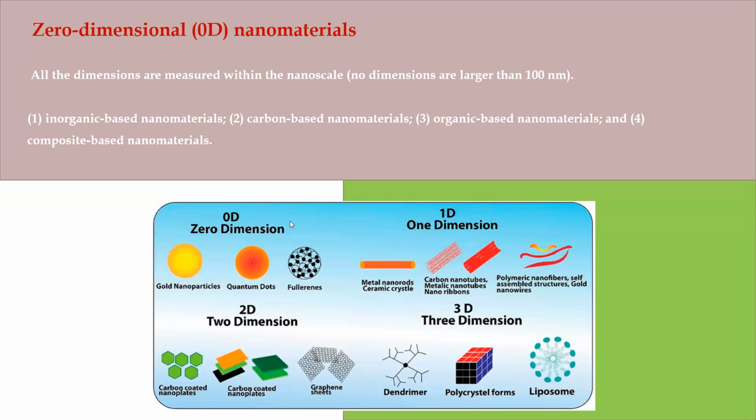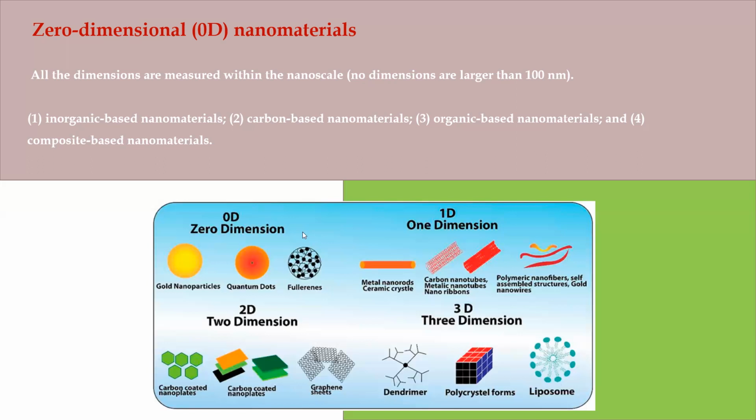And in the case of a zero-dimensional nanomaterial, we can consider quantum dots, or in the case of graphene, fullerene, or consider the gold nanoparticle. All dimensions are in nanoscale. No dimension, or zero dimension, is in bulk. That is called a zero-dimensional material.